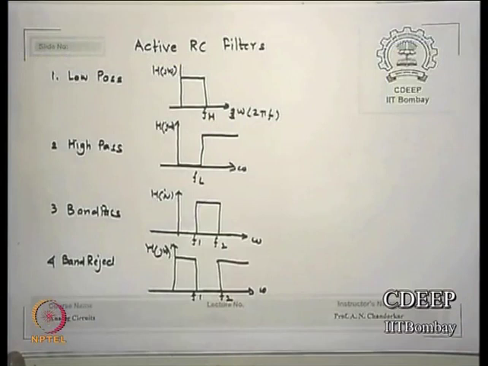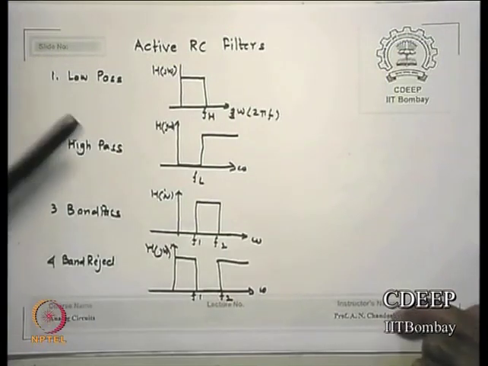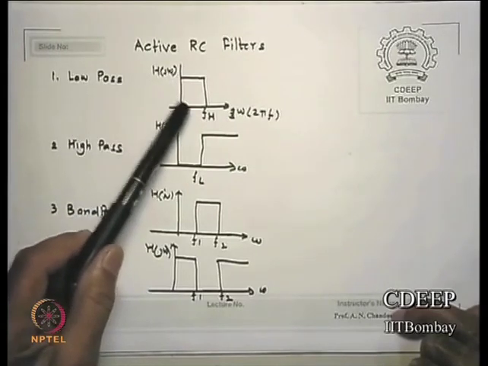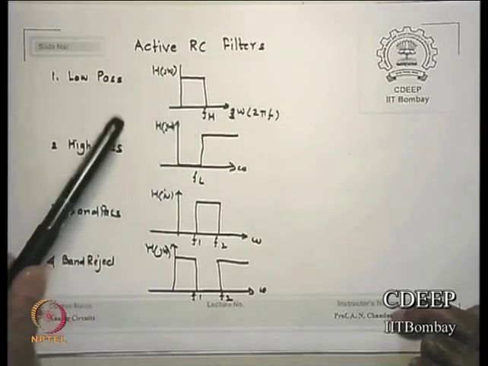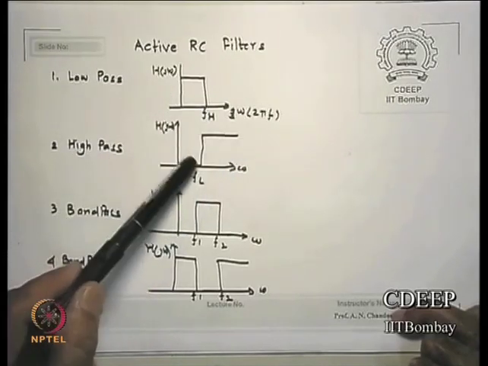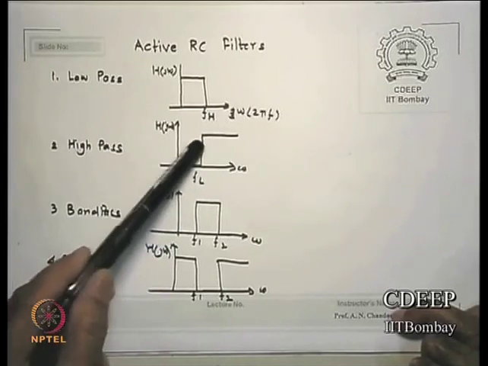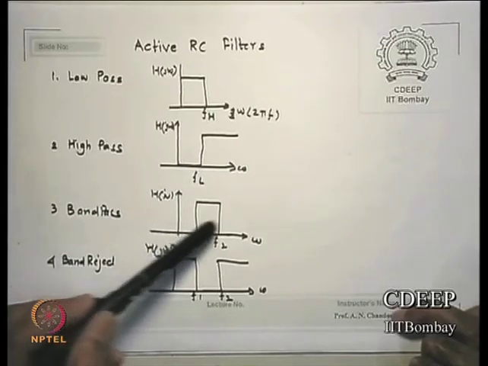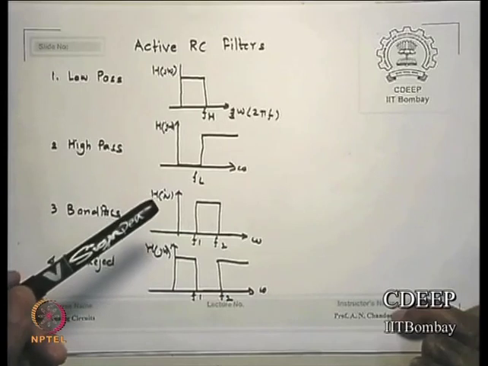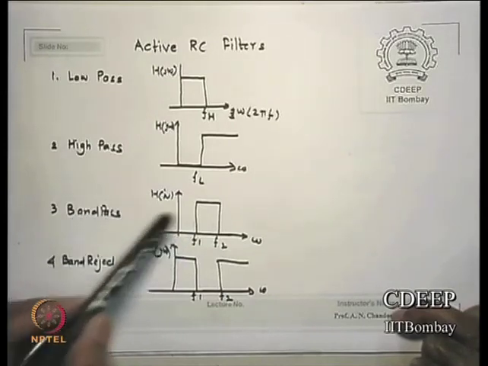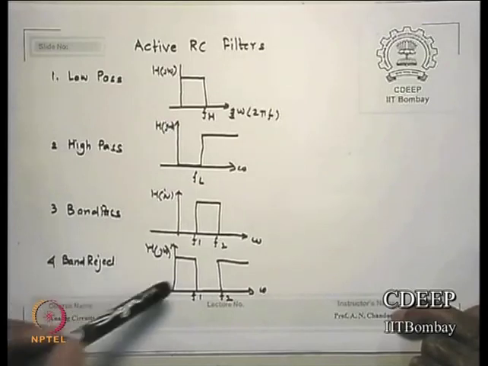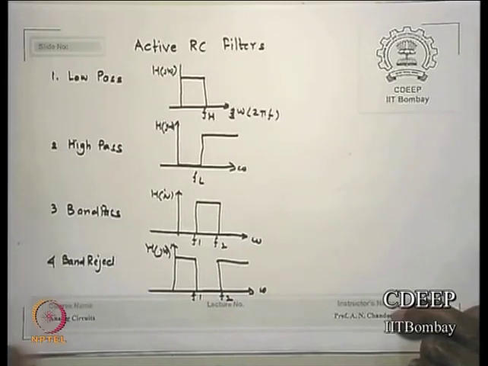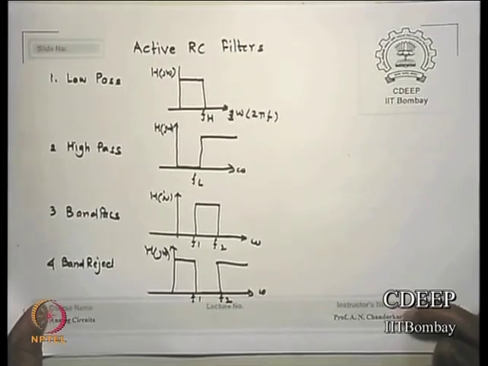Typical filter requirements, as I showed you last day: we have 4 kinds of filter we may use. One passes almost everything except up to a frequency, we call it low pass. Another passes everything starting from some frequency, below which nothing is passed, so it is called high pass. You are allowed to pass the signal between 2 frequencies, but otherwise block everywhere. And finally, you pass everywhere except some band of frequencies.